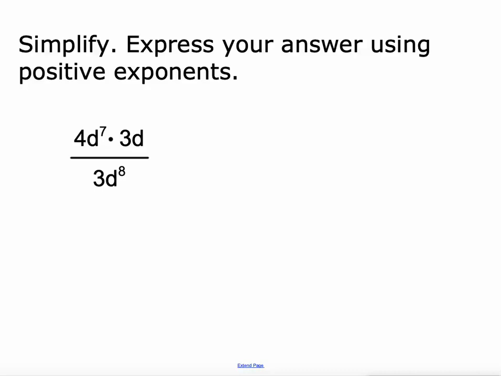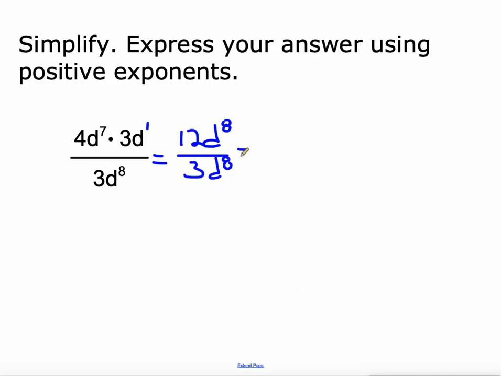Okay, I'm going to do this one way, and then I'm going to come back and tell you there's a better way to do it. But at any rate, here we go. I'm going to do multiplication on top, then I'll divide by the 3d to the 8th. So I'm looking at 4 times 3 is 12, and d to the 7th times d to the 1st is d to the 8th. So it's 12d to the 8th over 3d to the 8th.